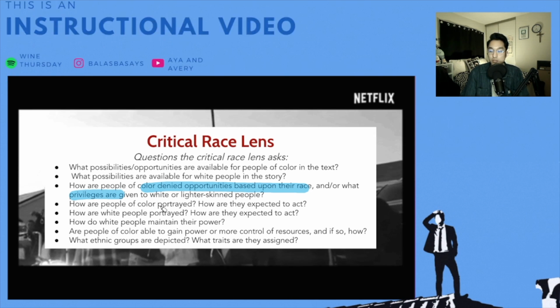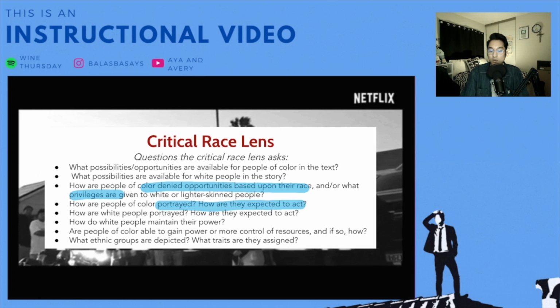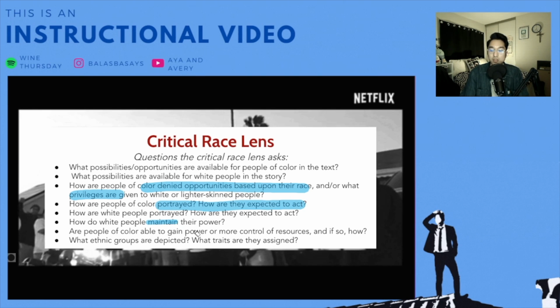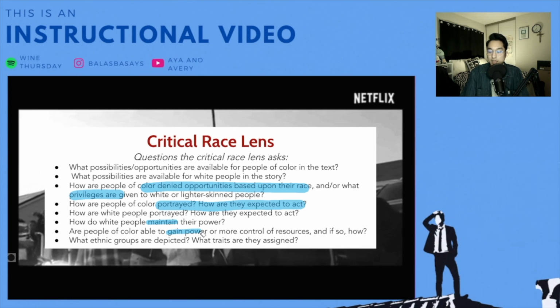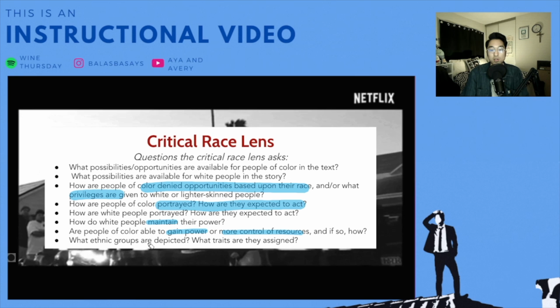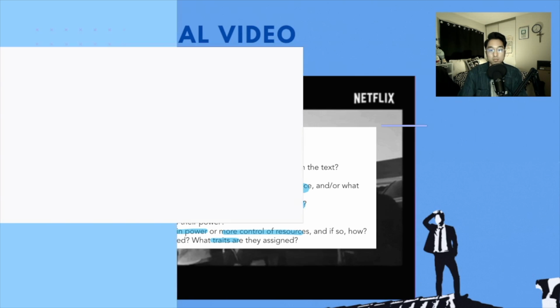How are people of color portrayed? How are they expected to act? How are white people portrayed? And how are they expected to act? How do white people maintain their power? And are people of color able to gain power or more control of resources? And if so, how? What ethnic groups are depicted? What traits are they assigned?